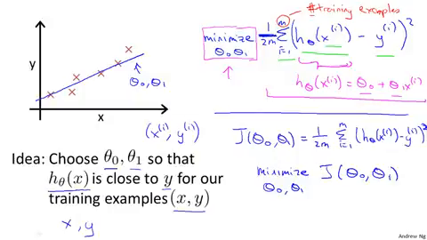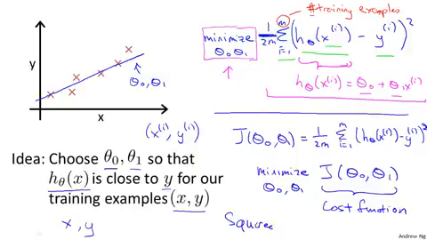Let me just write this out. This is my cost function. This cost function is also called the squared error function, or sometimes called the squared error cost function.